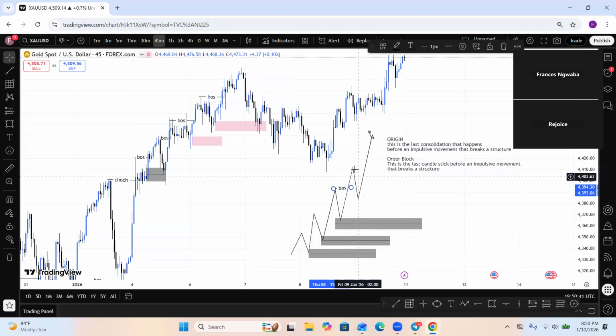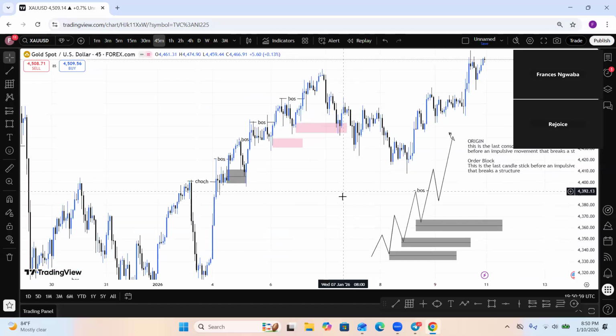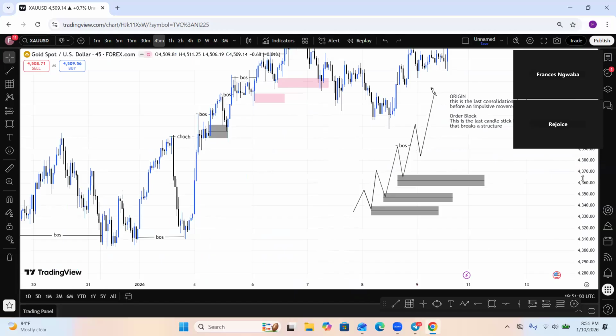So now, what do you mean by origin? It is the last consolidation, this last bottom area that happens before price will move to clear this level, this break of structure, to break structure. That's what we have as our origin. So now, let's go to the chart.